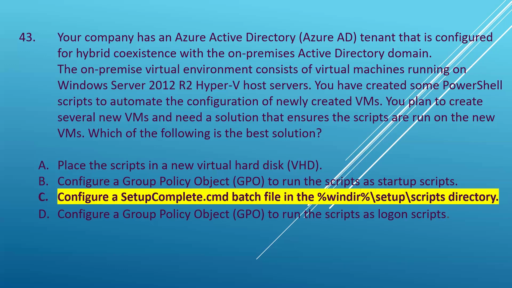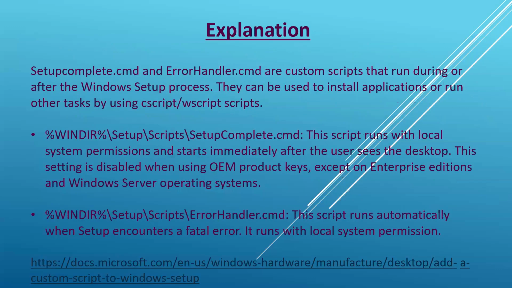Now, the correct answer in this case is option C. Configure a setup complete.cmd batch file in the scripts directory under setup. Now, Windows setup searches for the setup complete CMD in this directory when the startup happens. Let's look at this explanation in more detail now.